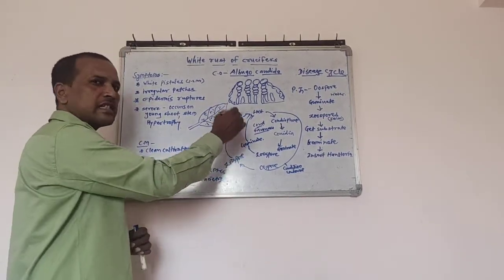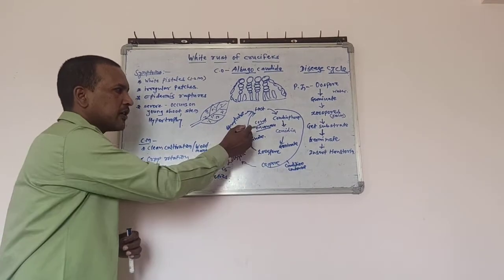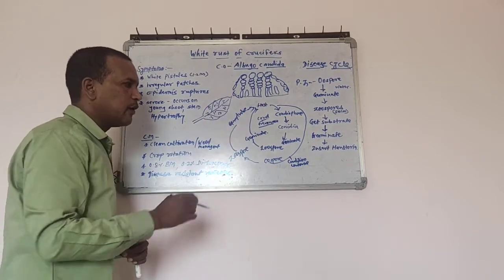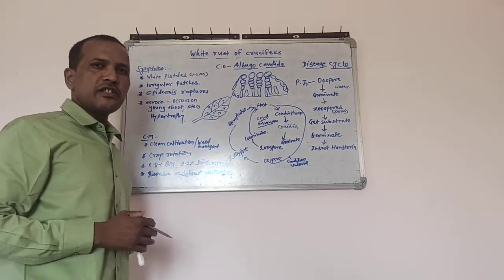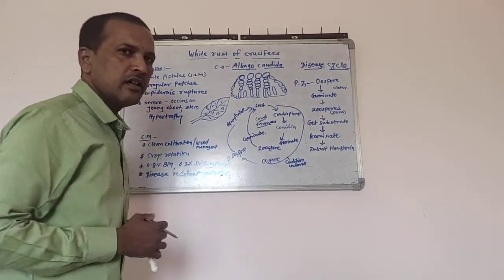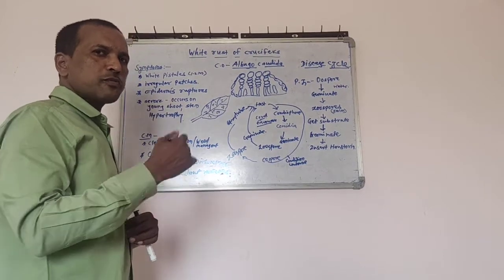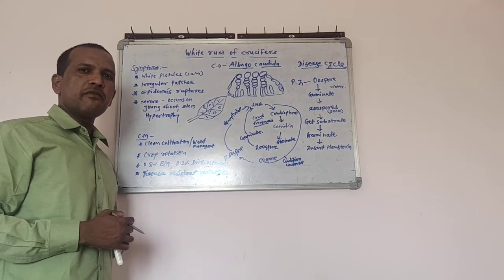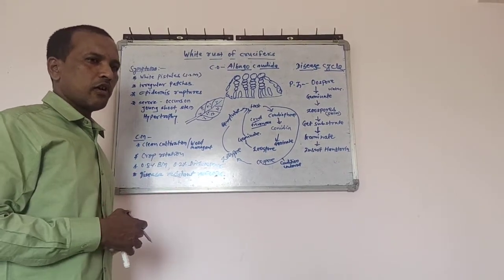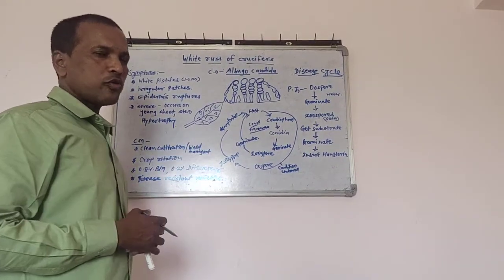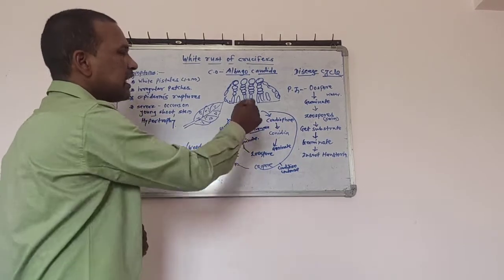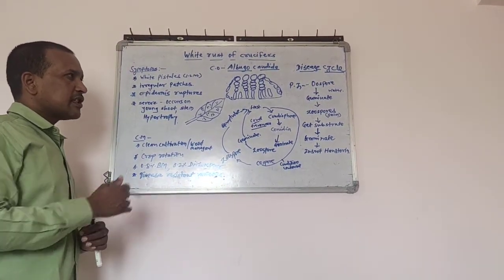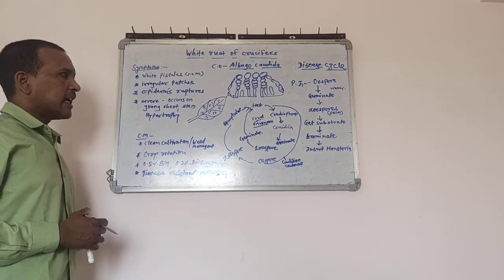So we have also seen the two types. When the condition is favorable, it forms conidia or conidiophore, and when the condition is unfavorable, it forms oospores. After oospore, you get the zoospore, and these zoospores germinate with the help of water and again produce a mycelium. This is a diagrammatic representation of the disease cycle of Albugo candida.